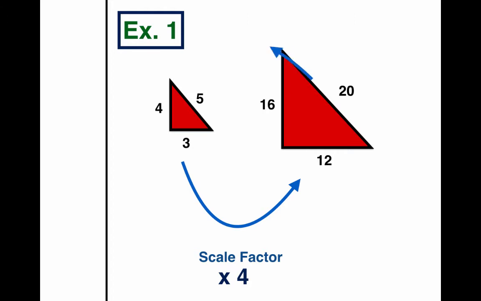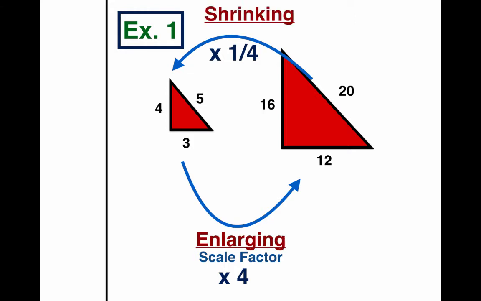Now the reverse of this is to shrink the object back down. If you're going to shrink it, then the scale factor is the opposite. It would be a 1/4 scale factor, like we're dividing it into a fourth of the shape. So timesing it by a fourth would shrink it, timesing it by 4 would enlarge it. I think I'm going to write that, enlarging and shrinking.